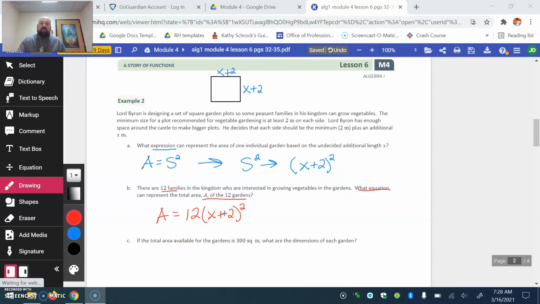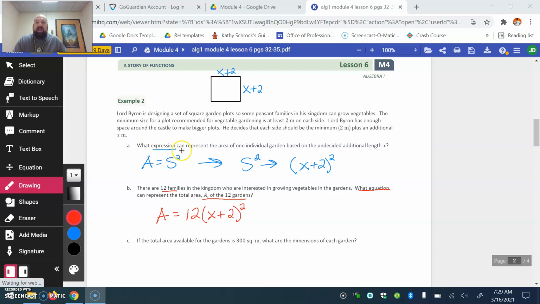Okay, to try to save a little time, I got a head start on setting some of this up. So you might want to pause the recording so you can copy this down. I'm going to read this quickly. Lord Byron is designing a set of square garden plots so some peasant families in his kingdom can grow vegetables. The minimum size for a plot recommended for a vegetable garden is at least 2 meters on each side. Lord Byron has enough space around the castle to make bigger plots. We don't know how much bigger. So he decides that each side should be a minimum of 2 meters plus an additional x meters. So that's where the x plus 2 comes from.